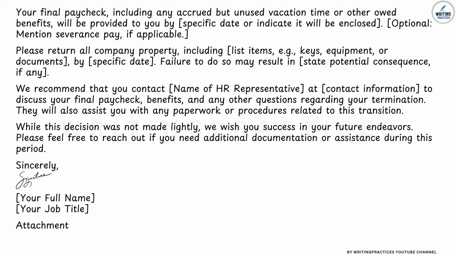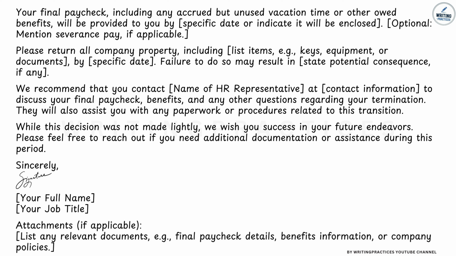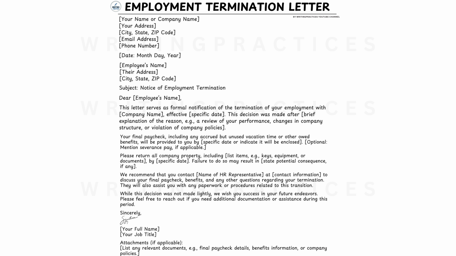Attachments, if applicable. Don't forget to include any relevant attachments. For instance, attachments, if applicable, list any relevant documents, such as final paycheck details, benefits information, or company policies. Attachments are a key part of the letter. Whether it's a benefits statement or final paycheck details, these documents provide clarity and ensure the employee has all the information they need.